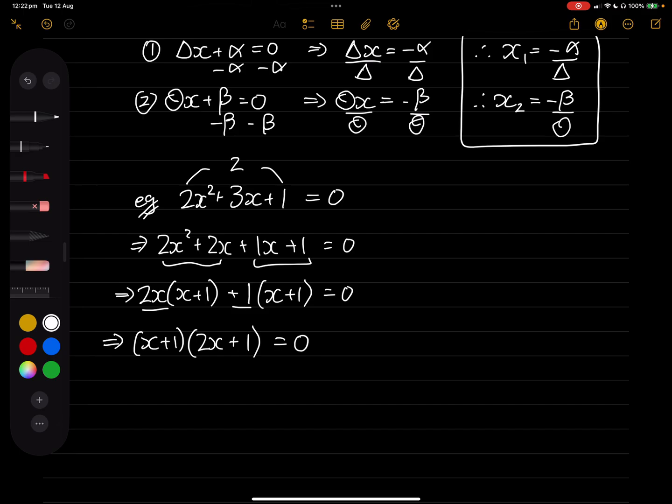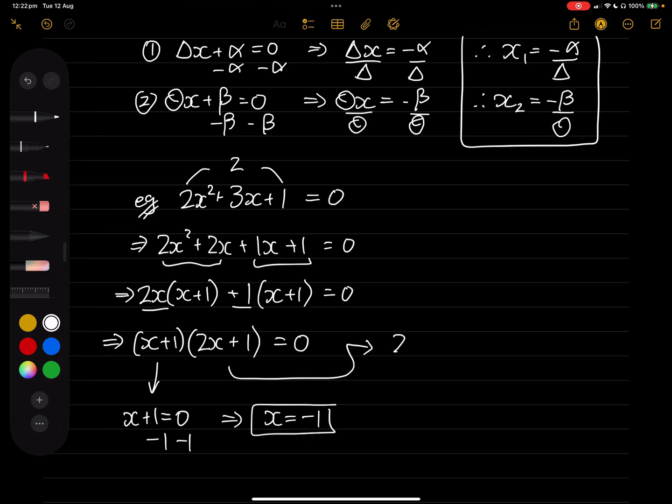Now we set each bracket equal to 0 and solve individually. So we've got x plus 1 equals 0, minus 1 from both sides. This gives me x is equal to minus 1. This is one solution. The other solution, we let 2x plus 1 equal 0, minus 1 from both sides.